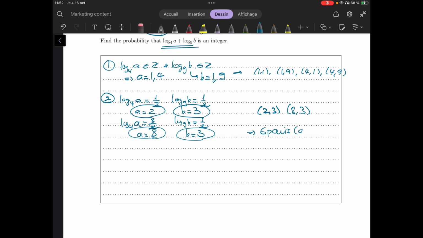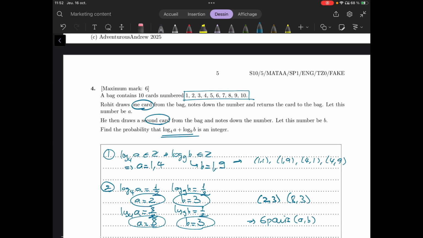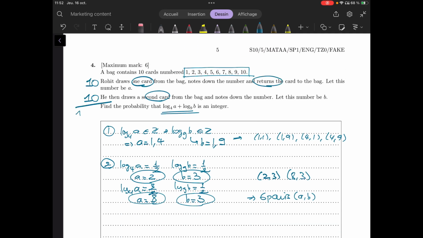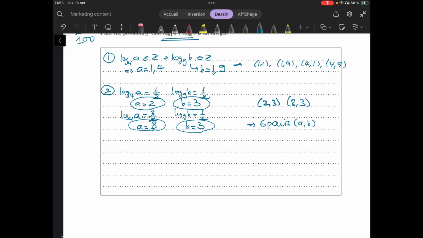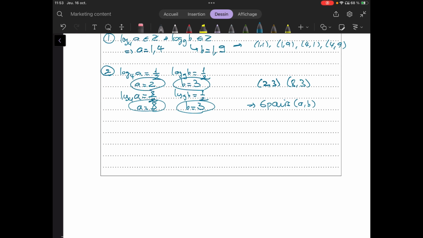So we have a total of 6 pairs of AB that would satisfy the requirements. And we have 10 cards there, yielding a total of 100 combinations of A and B. Therefore, the required probability is going to be 6 divided by 100, or 0.06.